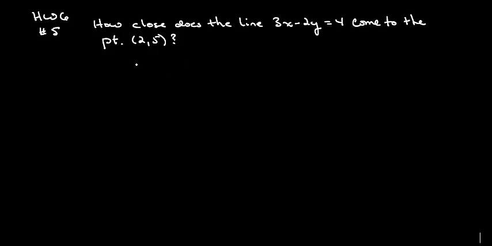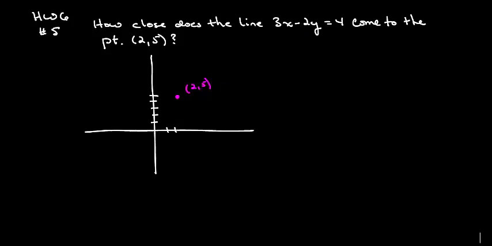So here's what we've got. I'm going to draw out the picture of the line and the point. So the point's the easiest one to do. So the point is 2 over, 5 up. Okay, so that's the point.